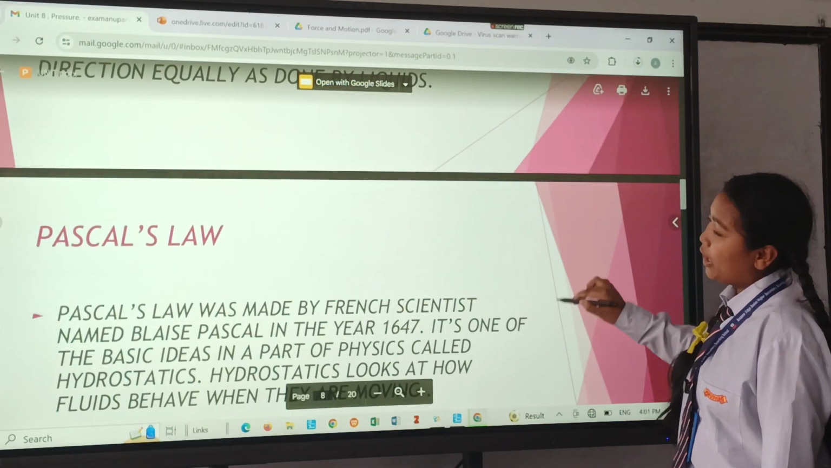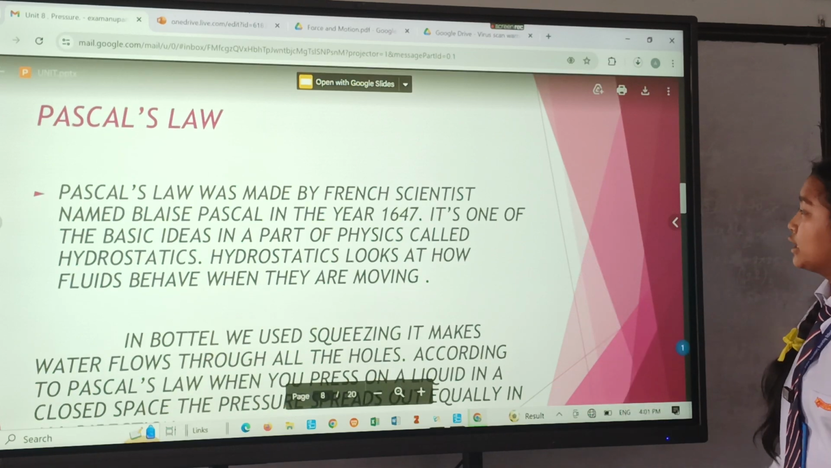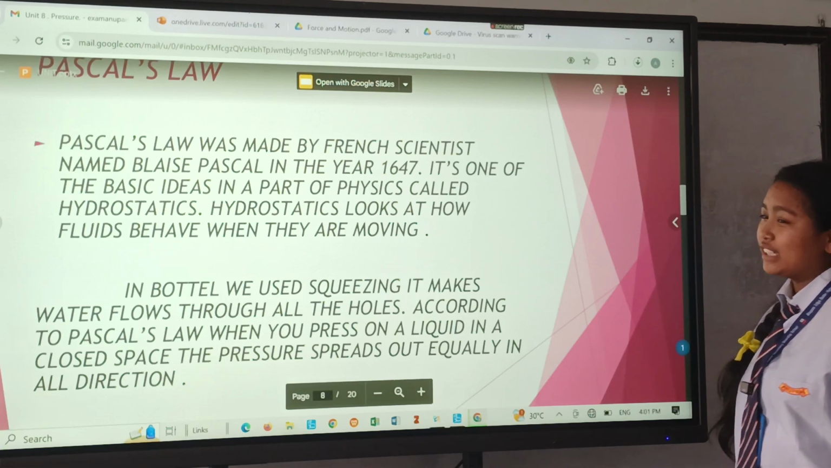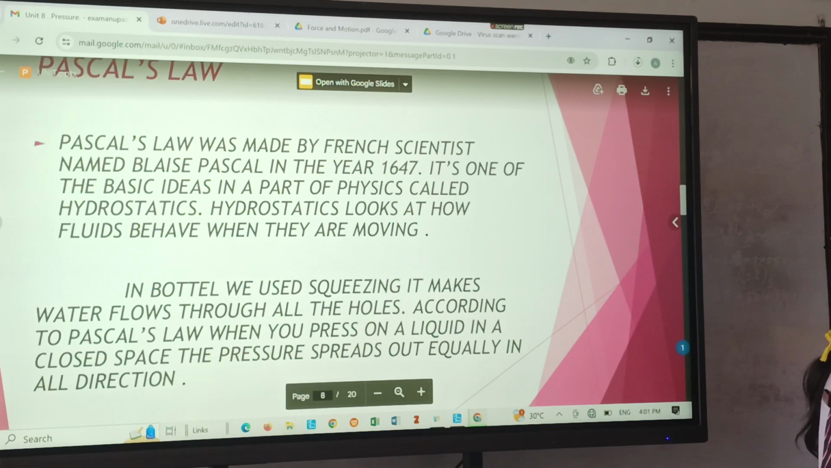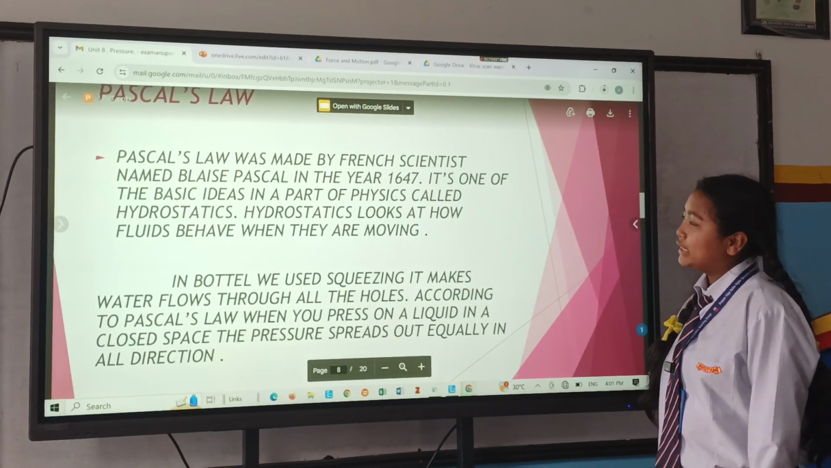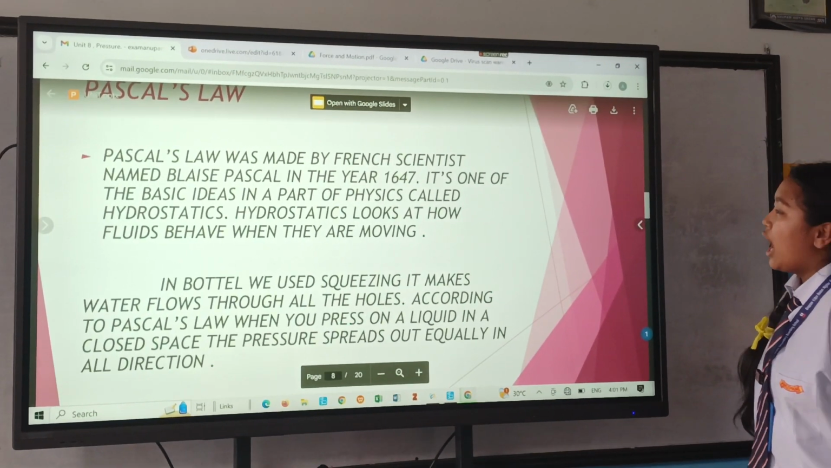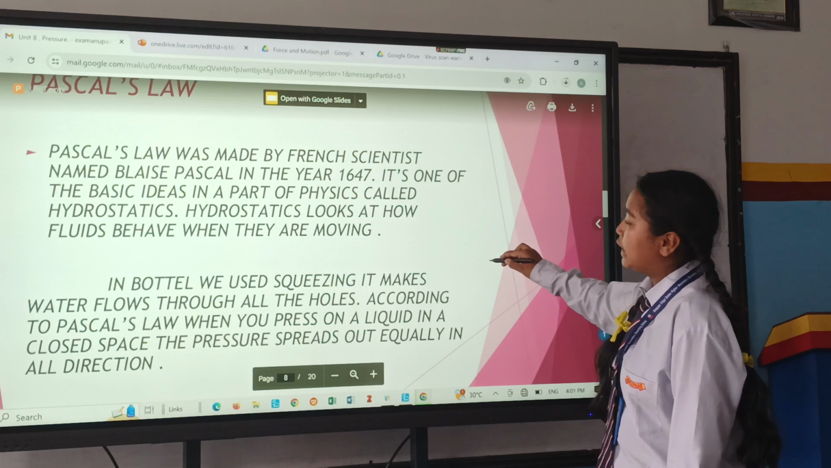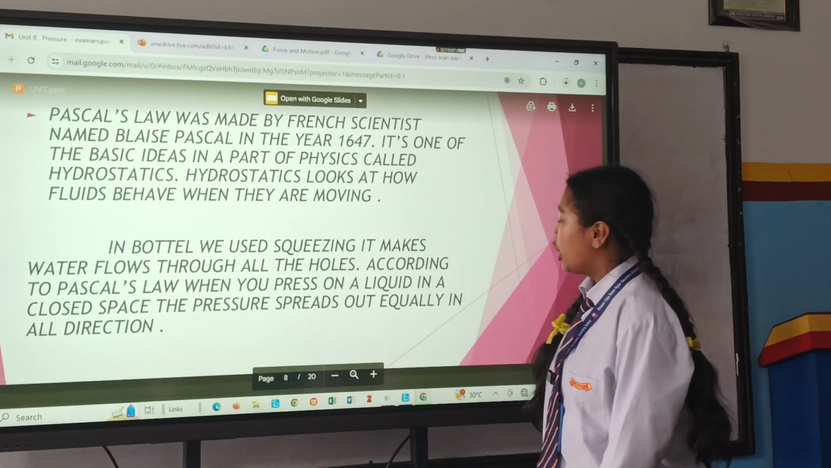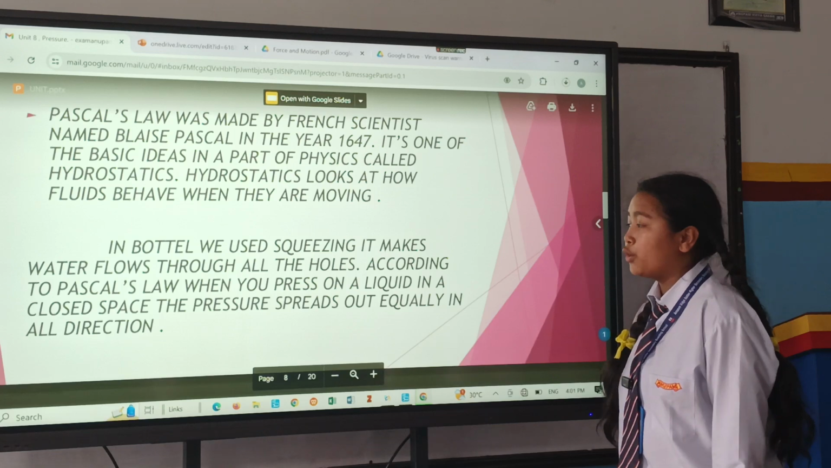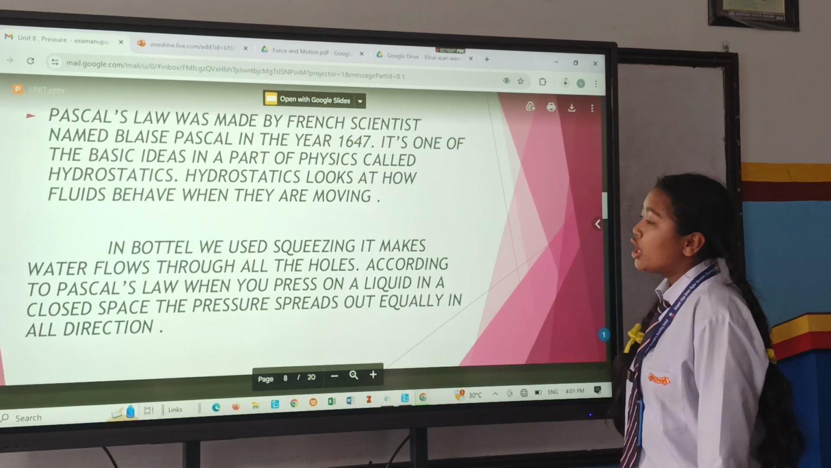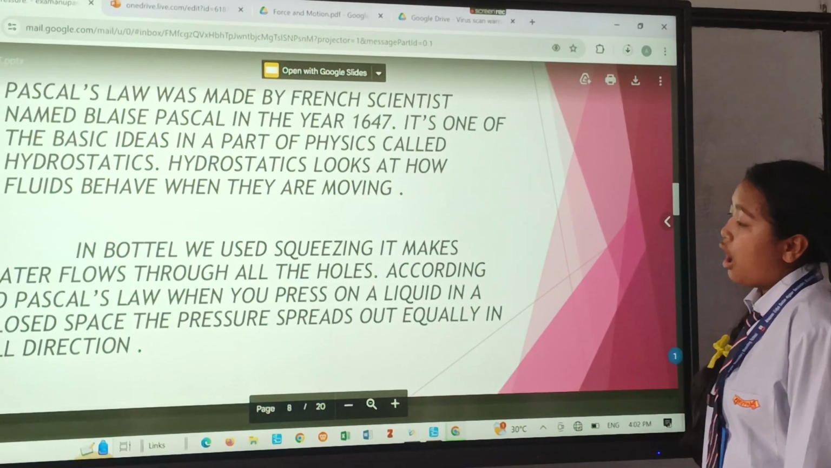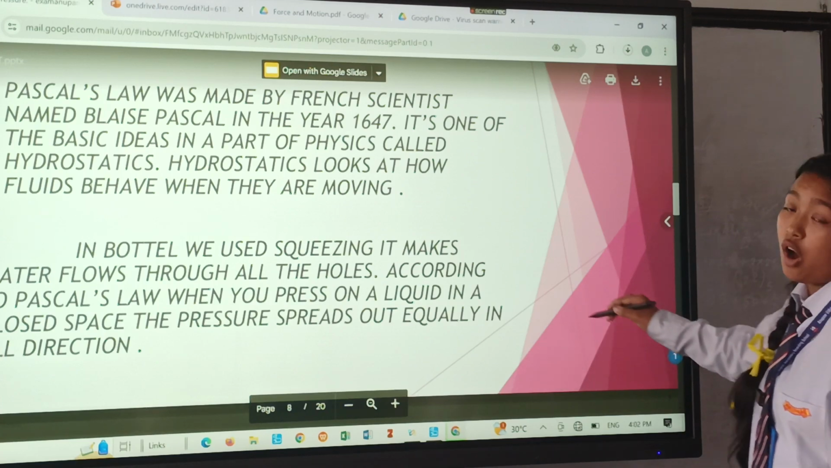Likewise, Pascal's law. Pascal's law was made by a French scientist named Pascal in the year 1647. It's one of the basic ideas in a part of physics called hydrostatics. Hydrostatics looks at how fluids behave when they are at rest. In a bottle, when we squeeze it, it makes water flow through all the holes. According to Pascal's law, when you press on a liquid in a closed space, the pressure spreads out equally in all directions.